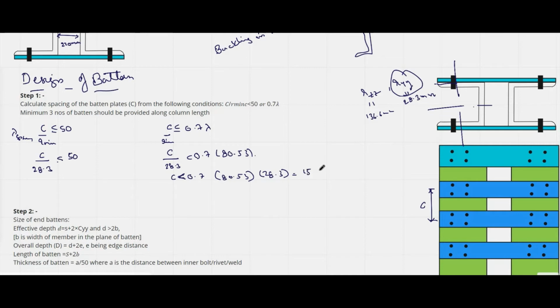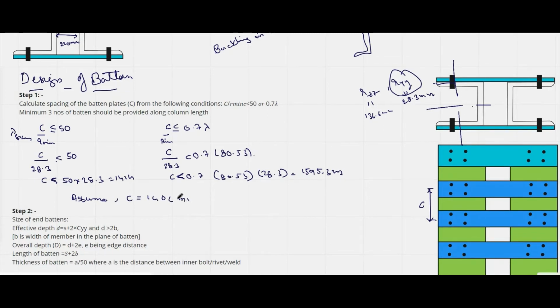If we evaluate 0.7 times 80.53 times 28.3, the value will be around 1595.3 mm, and on the other hand C must be less than 50 times 28.3. So this value will be around 1414. So C must be less than 1414 and 1595. Therefore assume the spacing between the two batten system as 1400 mm.